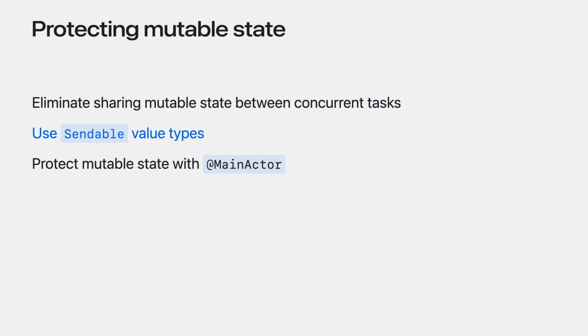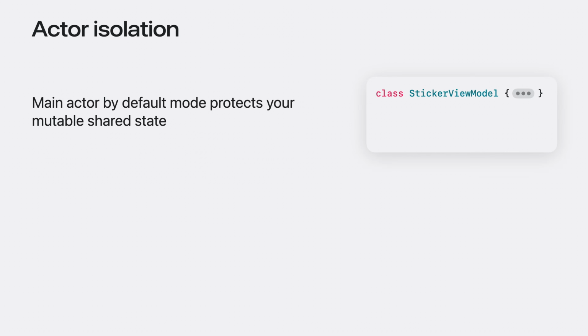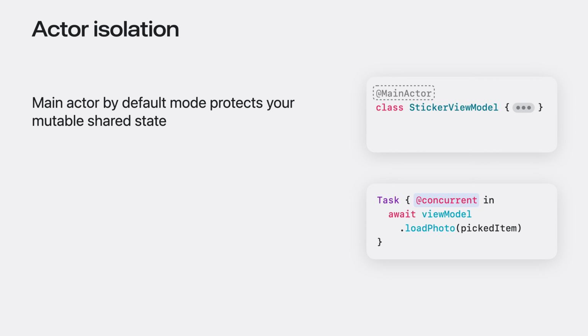If you can't use a value type, you can consider isolating your state to the main actor. Luckily, the main actor by default mode already does that for you. For example, our model is a class, and we can access it from a concurrent task. Because the model is implicitly marked with the main actor, it is safe to reference from concurrent code.